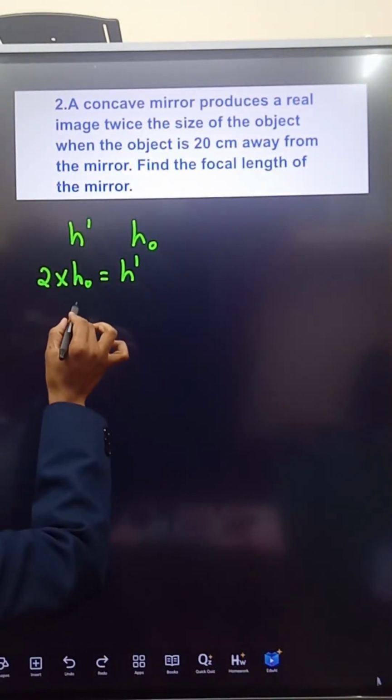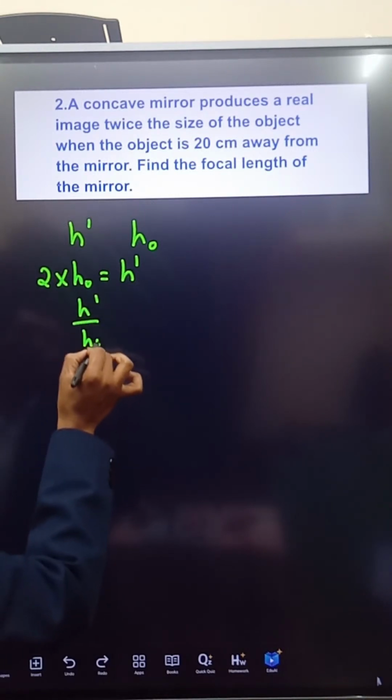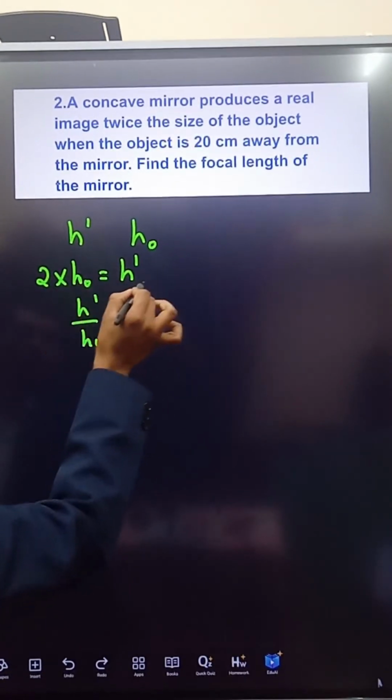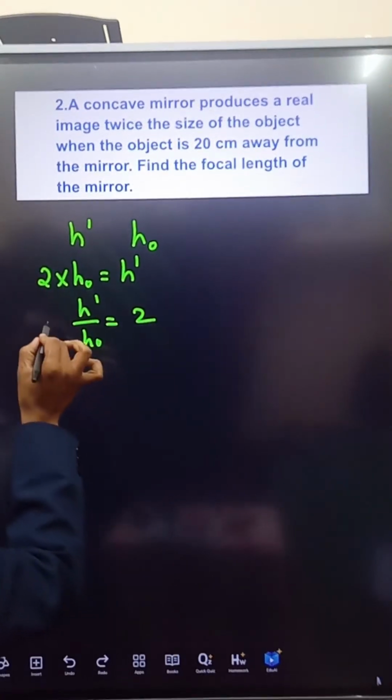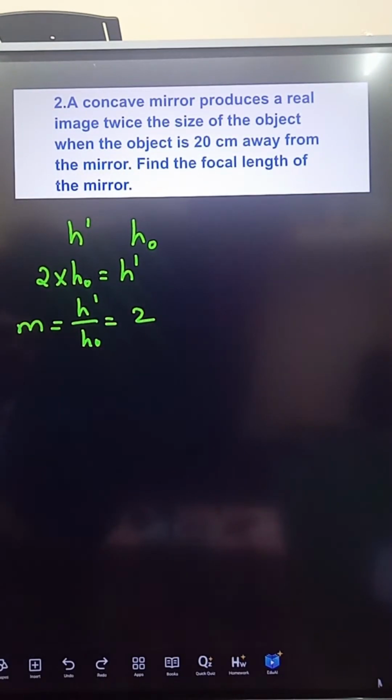Now, what they are saying is a concave mirror produces a real image twice the size of the object. The image is two times the size of the object. So two times the object height will be equal to the image height. This will be nothing but h dash by h naught equal to 2 if you bring it to the other side, right? This is equal to the magnification. They have already given the magnification.